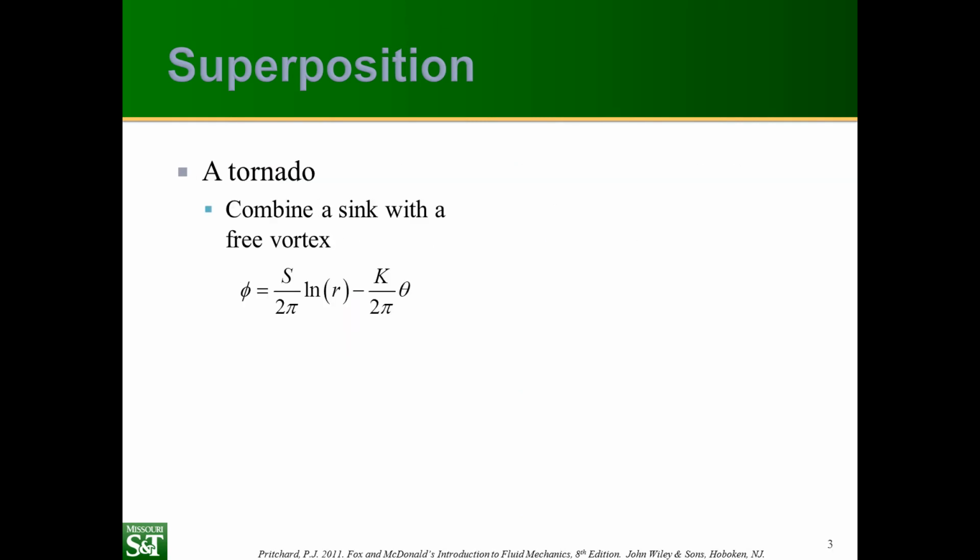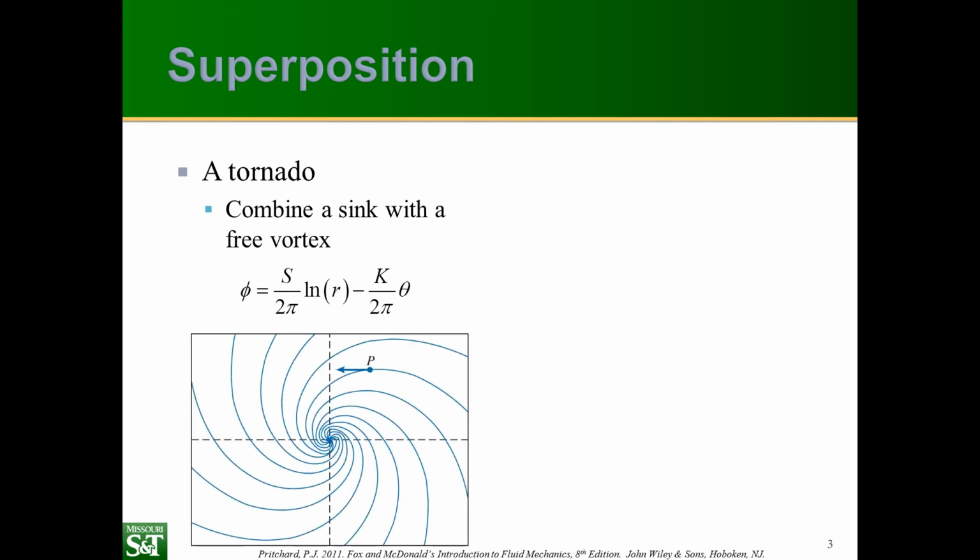We can also look at a tornado as a combination of a sink with a free vortex. So we add those two potentials together, we obtain the velocity field. From the velocity field we can get not only the streamlines but the pressure field from Bernoulli's equation. So we can actually look at the pressure inside of the tornado using the velocity potentials. And so we can see in this graph the point is going to follow this line as it circulates towards the center, where it's going to be drawn out of the system by the sink.